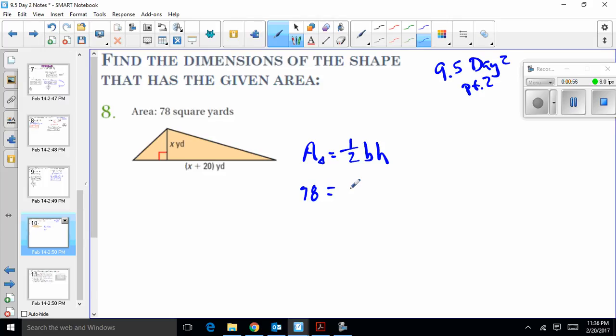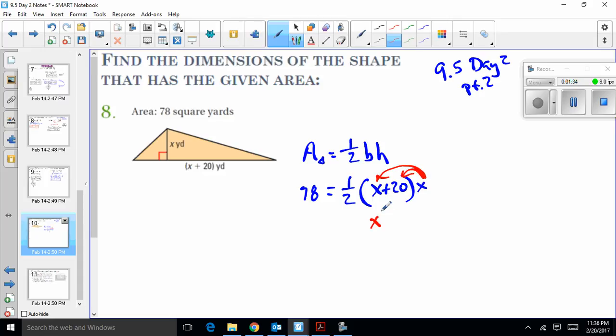78 is equal to 1/2 times (x plus 20), and then also times the height, which is x. So here we go. We can multiply, or we can divide, we can do all kinds of stuff here. I think what's really awkward is this 1/2 that's in the way. So just like any good person, like any normal person would, I'm going to avoid it for now. And I'm going to distribute this x to each one of those.